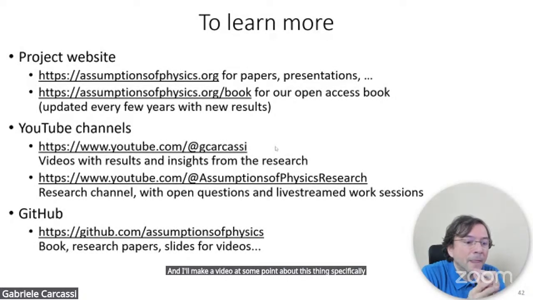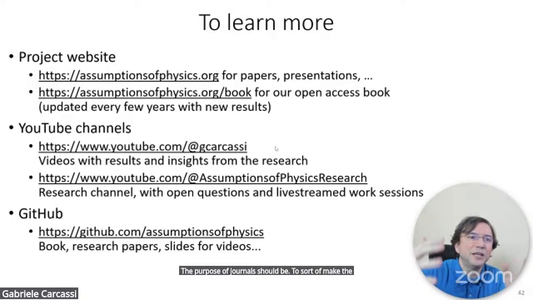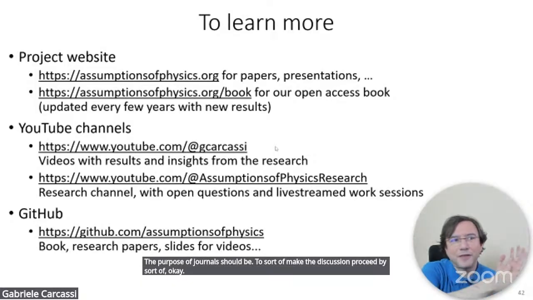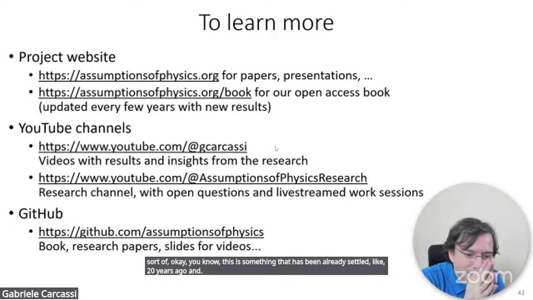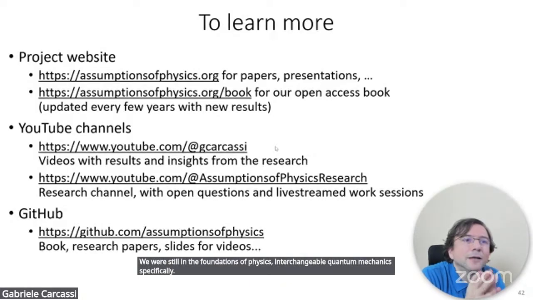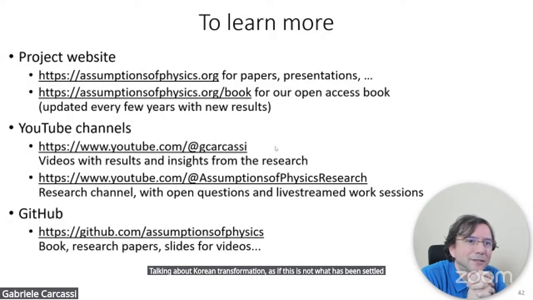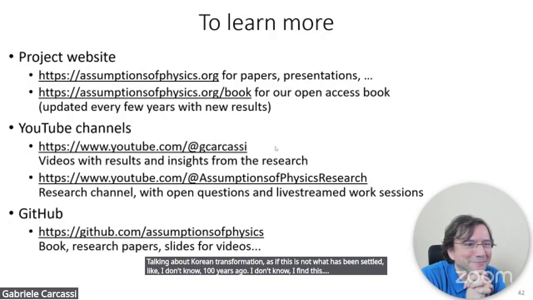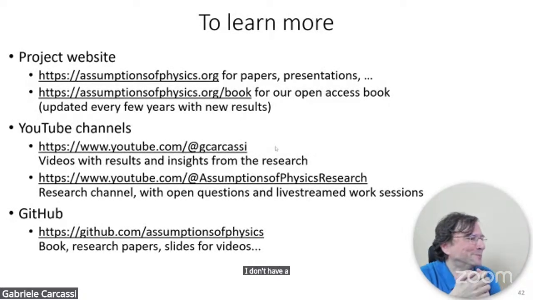The purpose of journals should be to make the discussion proceed, saying okay, this is something that has already been settled like 20 years ago. We're still in the foundations of physics, and of quantum mechanics specifically, talking about coordinate transformations, as if this has not been settled like, I don't know, 100 years ago. I don't know, I find this... I don't even have a word.